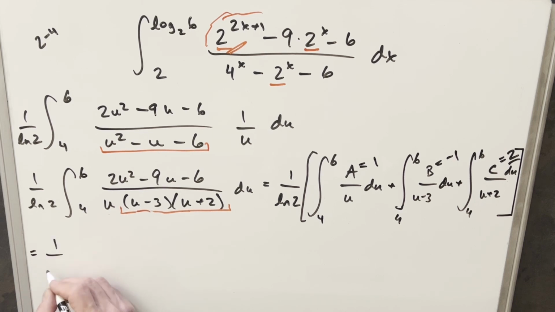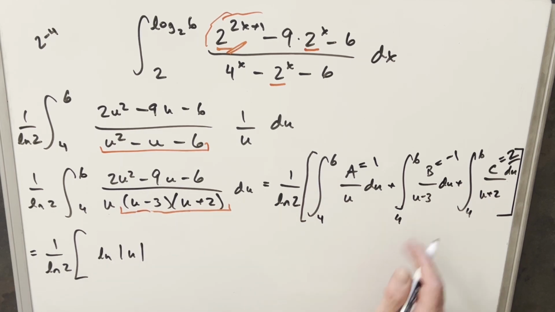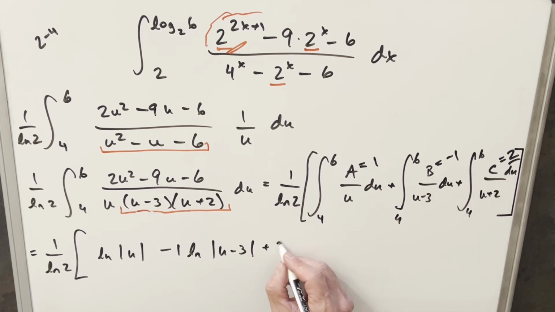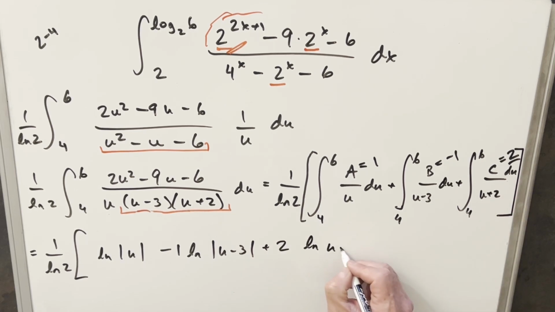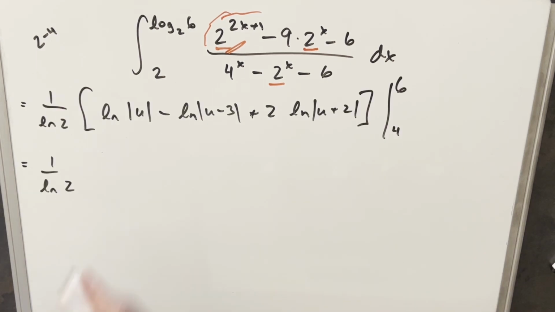So I'm going to keep my 1 over ln 2 out front for everything. For our first integral, we're just going to have 1 times natural log absolute value u. And then for our second integral, we're going to have just minus 1 natural log of u minus 3. And for this last one, we're going to have our 2 out front for the c value, and then natural log of u plus 2. I'll just evaluate it all together, but it's the same bounds. We'll evaluate it from 4 to 6. Okay, now we can just evaluate in order to finish this off.